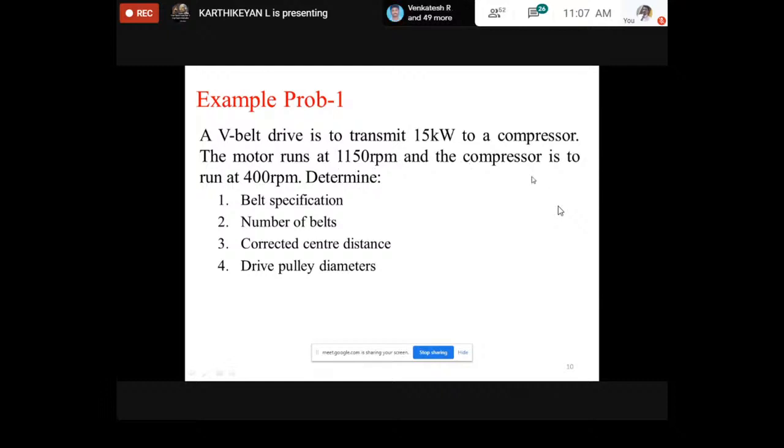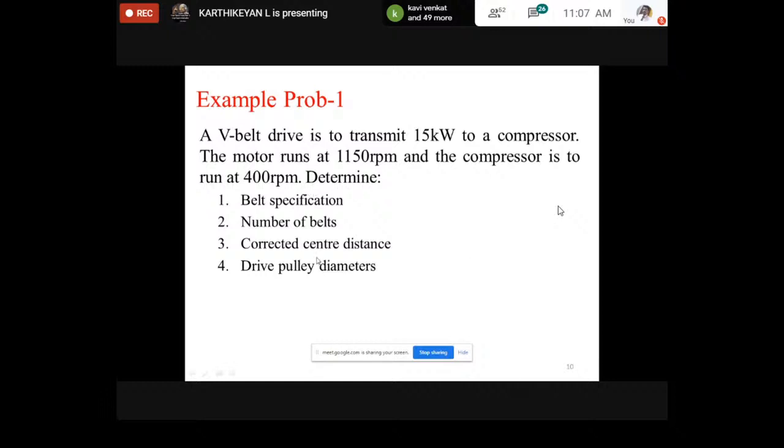And the compressor is to run at 400 RPM. The input speed N1 is given, 1150 RPM, and the N2 value is given, 400 RPM. The two data are given. By using this, you can calculate the velocity ratio. So power is given and the specific application is given in the problem.